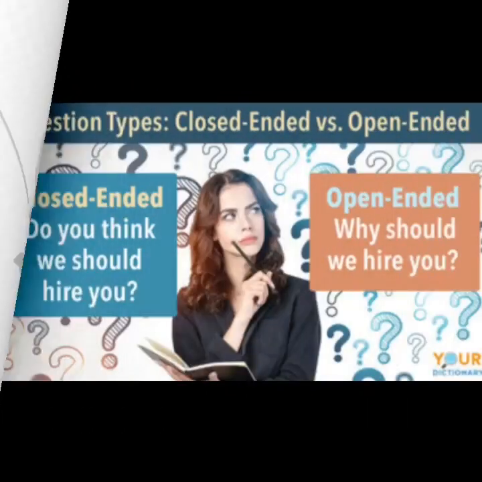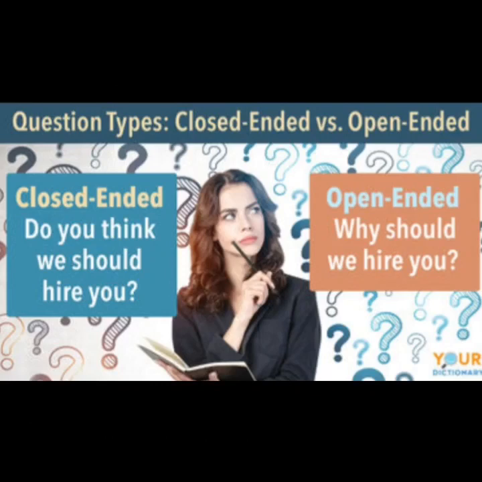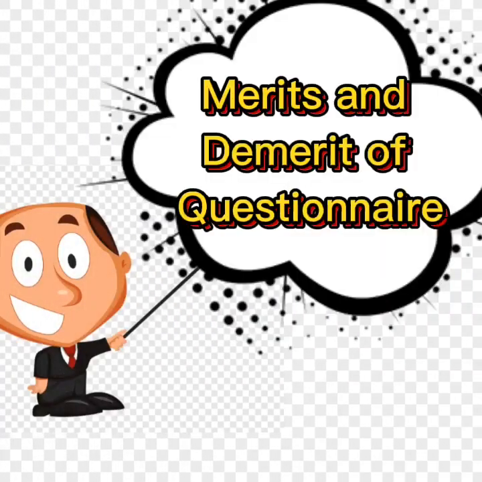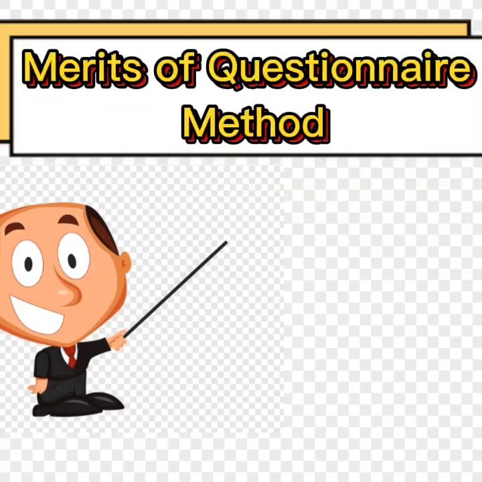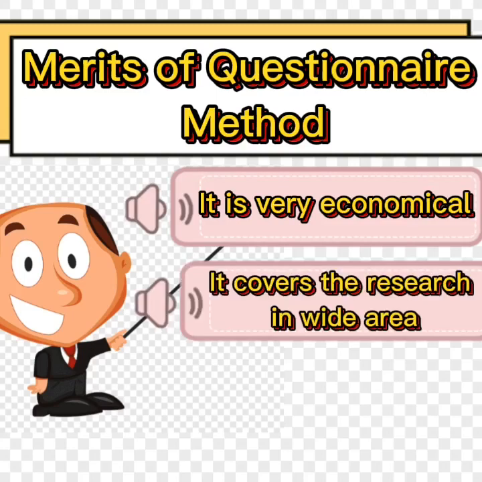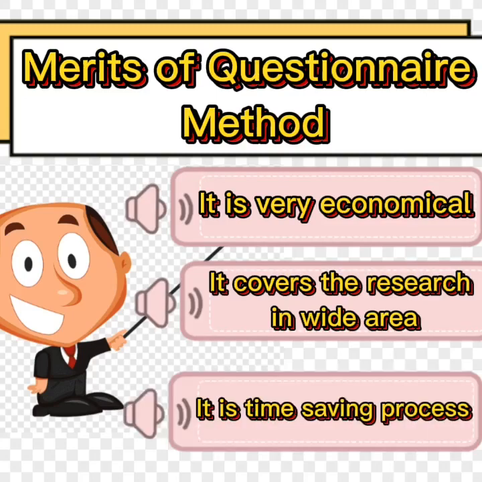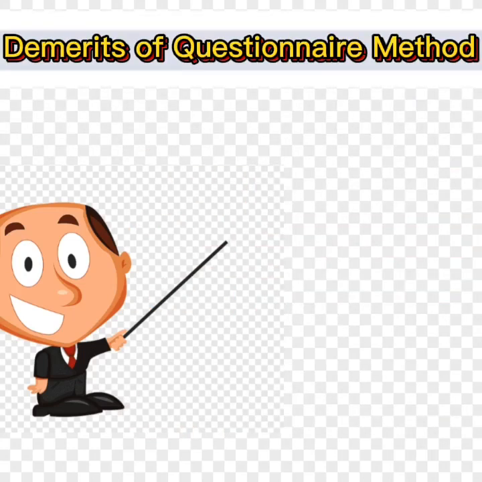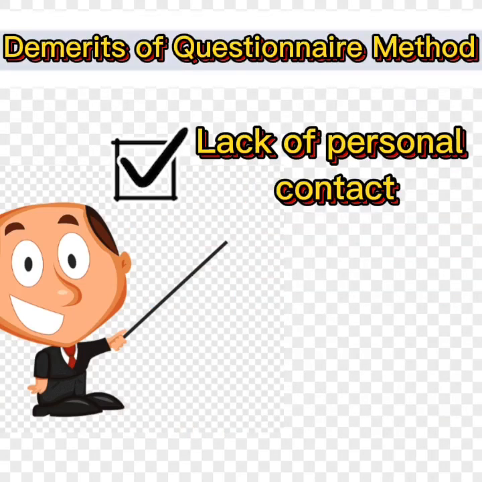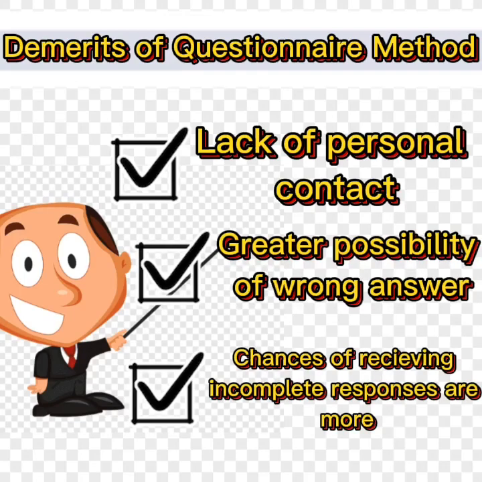it is always difficult to know whether or not a respondent has understood a question properly. To understand more about closed-ended and open-ended questions, here are some examples. A closed-ended question asks, "Do you think we should hire you?" where the answer is yes or no. While an open-ended question is designed to elicit a meaningful answer based on a person's feelings, thoughts, and knowledge. Merits and demerits of questionnaire. Merits of the questionnaire method: it is very economical, it covers research in a wide area, and it is a time-saving process. Demerits of the questionnaire method: lack of personal contact, greater possibility of wrong answers, and more chances of receiving incomplete responses.